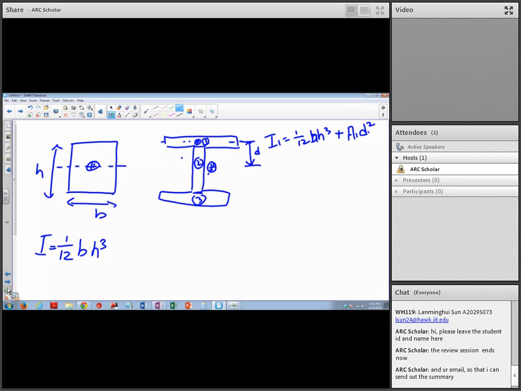So let's say the centroid of part 2 is the same as the global centroid. Then you don't need to move that. I2 is just 1/12 b h cubed, because the center of part 2 is at the same height as the global centroid, so you don't need to move anything. Okay. But for part 3, you will need to shift the centroid up to the global centroid.